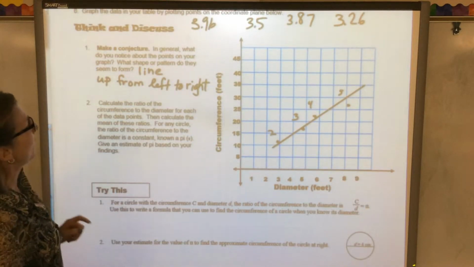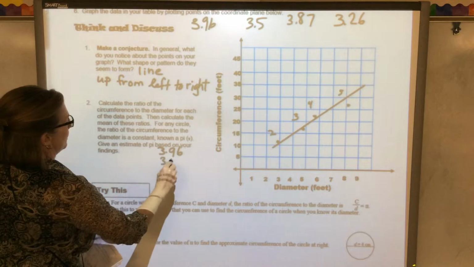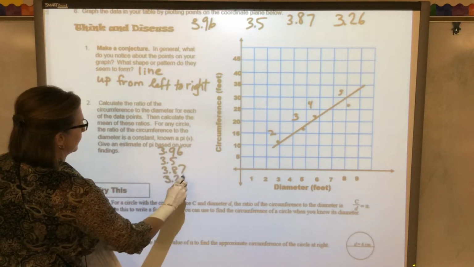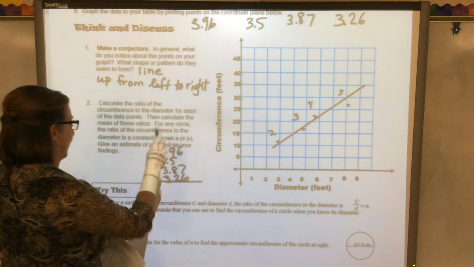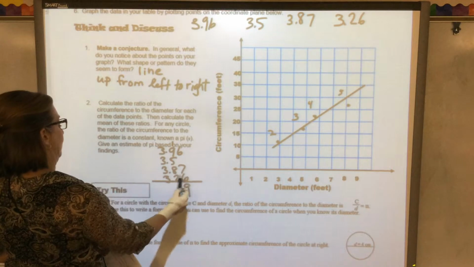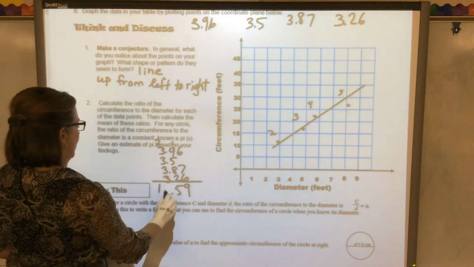And when we do that, we have to add them all together. So we take 3.96, 3.5, 3.87, and 3.26. And we're going to add them for the mean, and then we're going to divide them by 4 because there's 4 of them. So that's going to be 14.59.